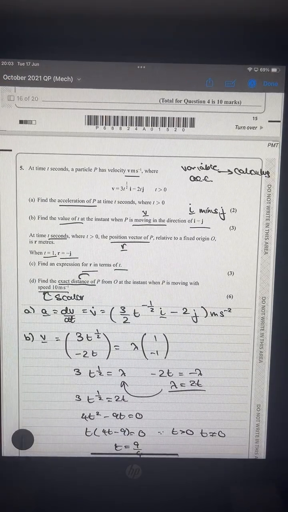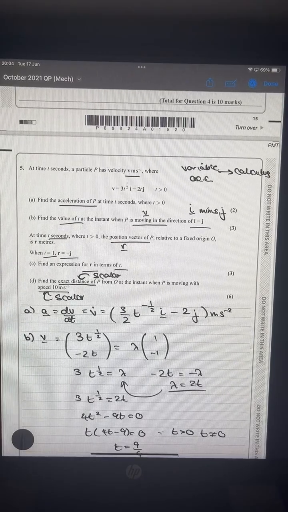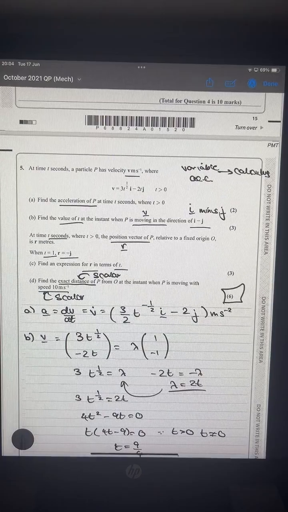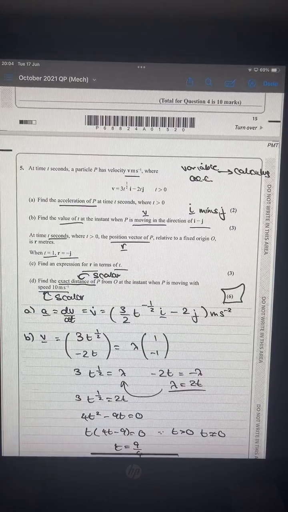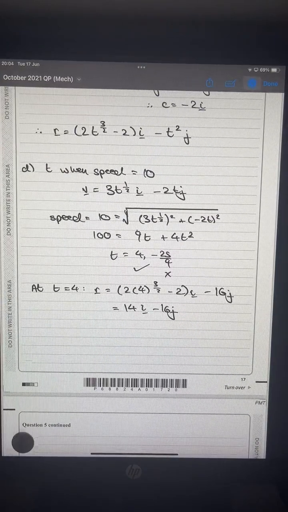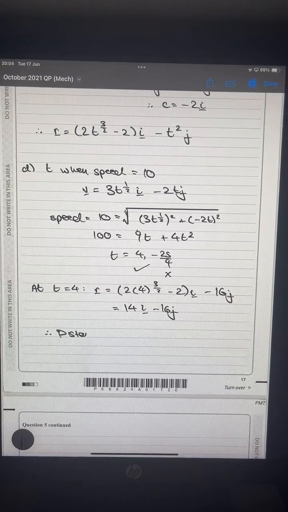Because again, notice distance is also a scalar. Speed and distance are both scalars. There's a reason this question is worth 6 marks. You got to do a bunch of scalar stuff. If a question is worth more marks than it looks like it should be, check. Do you need to deal with scalars anywhere? And go with that, all right? The wording is very precise with these questions in mechanics. So, therefore, distance is going to be equal to the square root of 14 squared plus 16 squared, right?